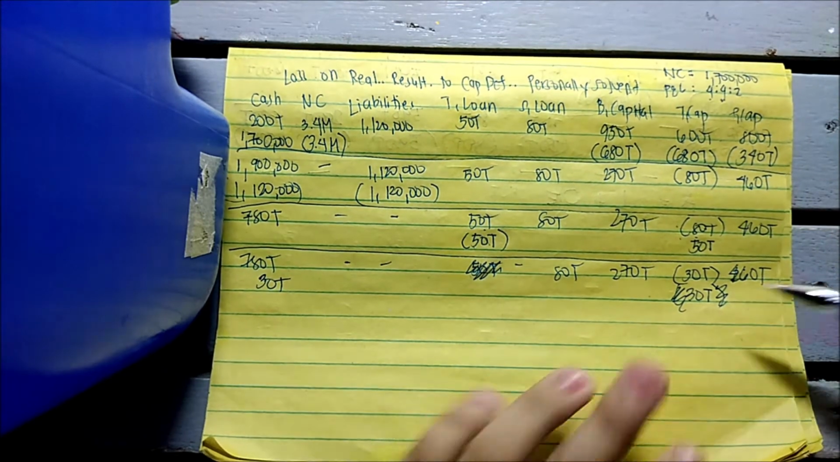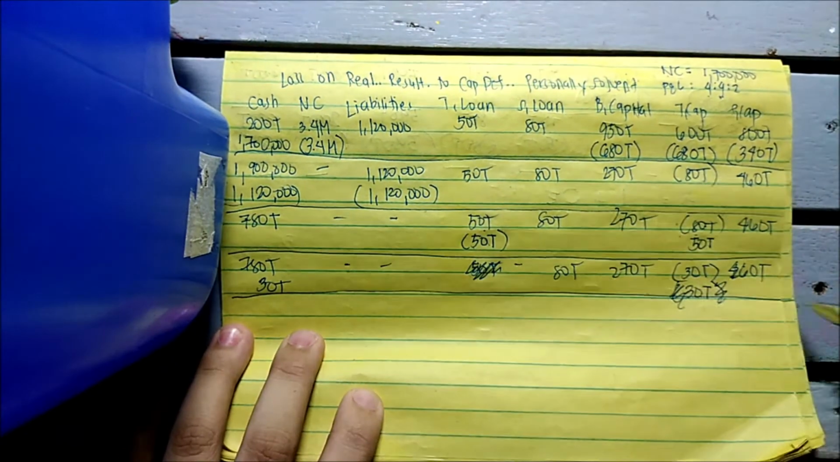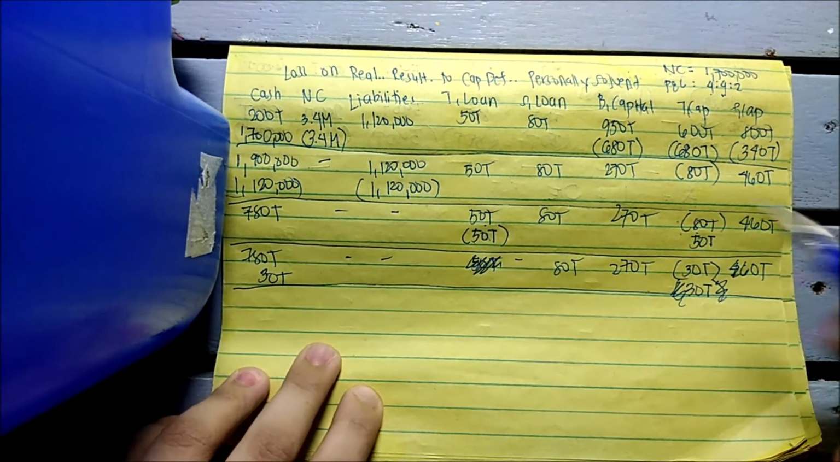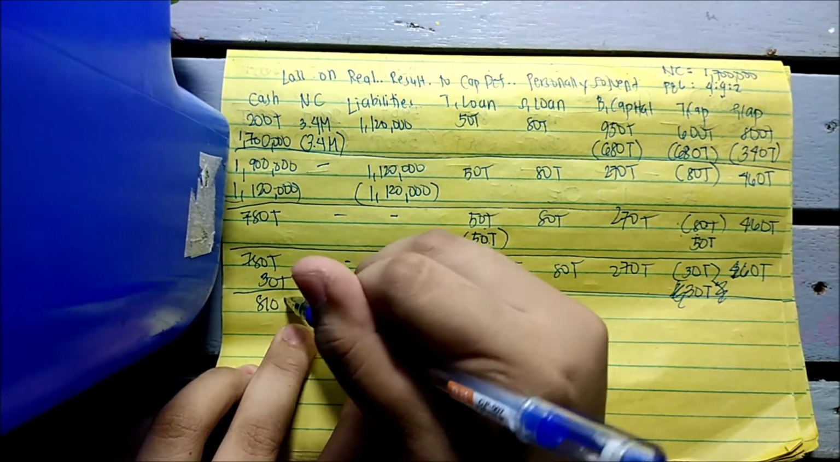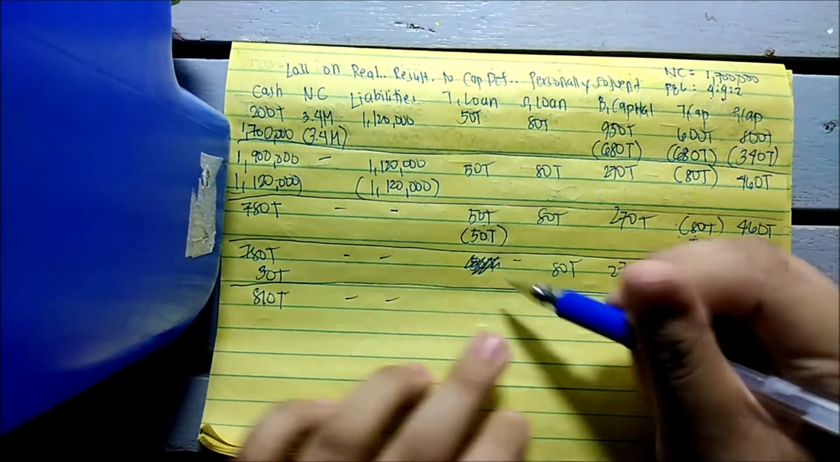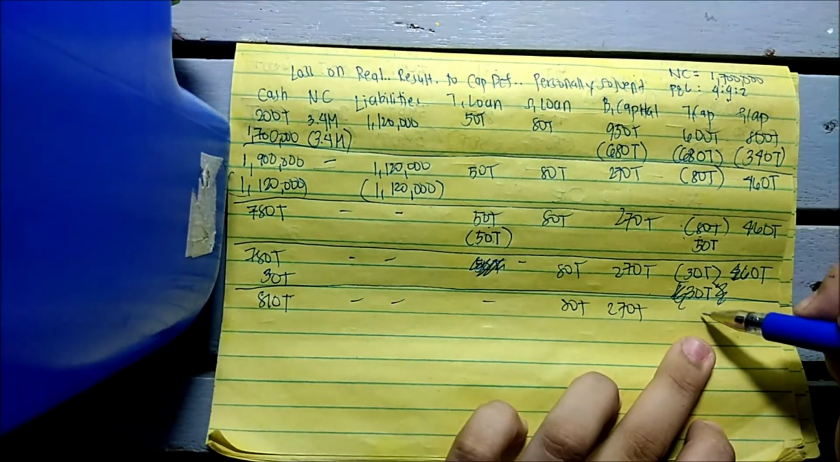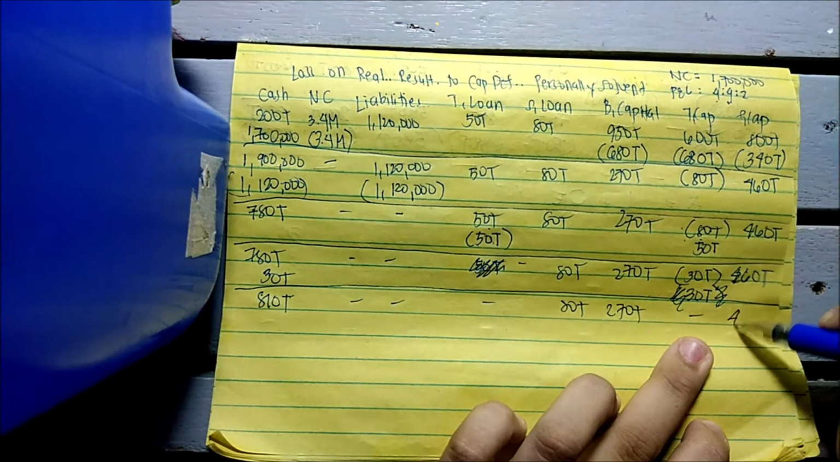So yeah, 30 here. Okay, to zero it out, you add the opposite sign of it. So 810T, 80T, 270T, you have 0 na, and 460T.